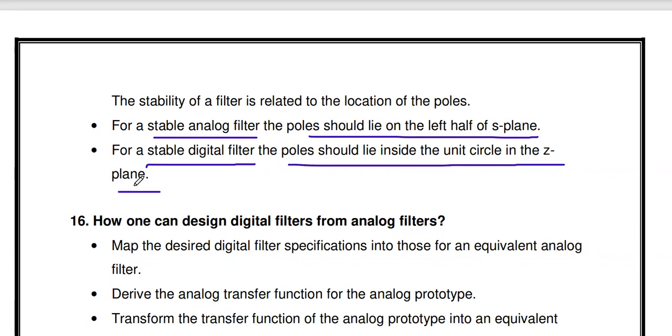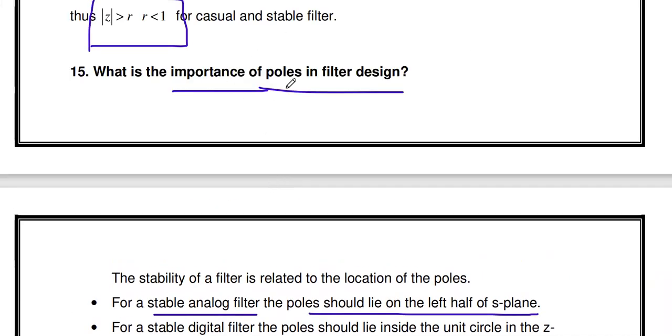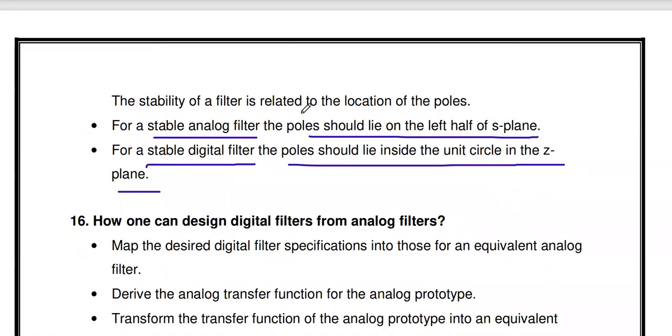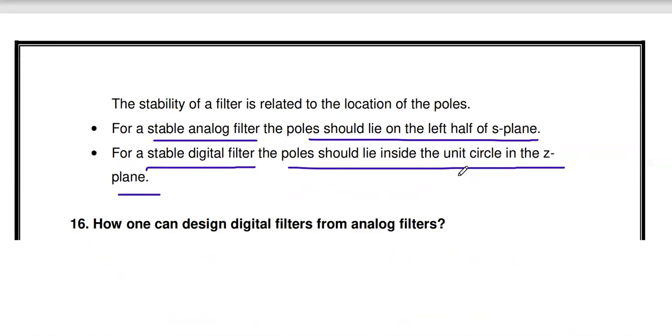So that's why the pole location is very important in order to design the filter. A stable filter means that all poles, if it is an analog filter, lie on the left half of the S-plane. In a digital filter, the poles should lie inside the unit circle.